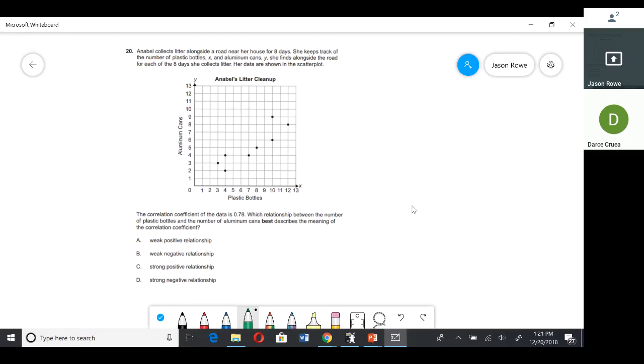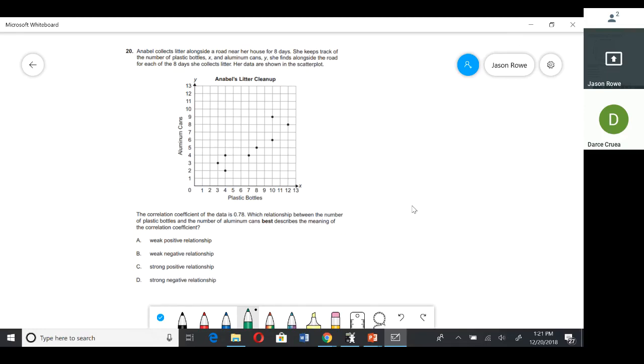Annabelle collects litter alongside a road near her house for 8 days. She keeps track of the number of plastic bottles X and aluminum cans Y she finds alongside the road for each of the 8 days she collects litter. And then her data is in this scatter plot. Because the correlation coefficient of the data is 0.78, which relationship between the number of plastic bottles and the number of aluminum cans best describes the meaning of the correlation coefficient?